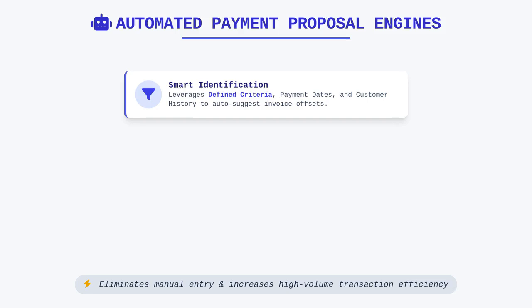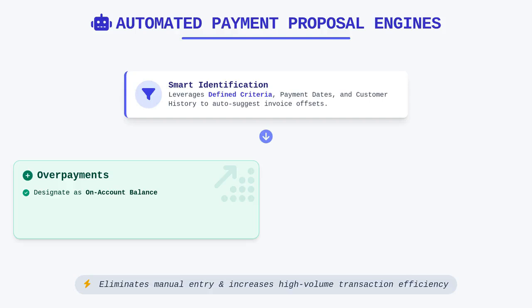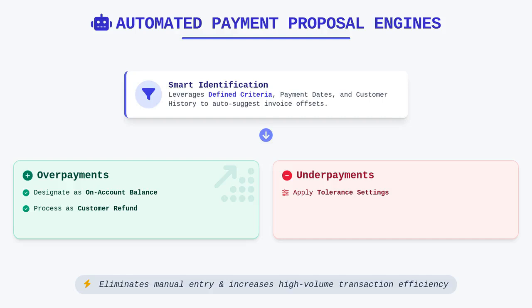Beyond simple automated identification, the settlement engine is sophisticated enough to handle complex scenarios like overpayments or underpayments. When a customer pays too much, the system can designate the excess as an on-account balance for future use or as a refund. Conversely, an underpayment requires specific configuration, often involving tolerance settings, to determine if the remaining small balance should be written off or left as an outstanding debt that requires follow-up from the collections department.